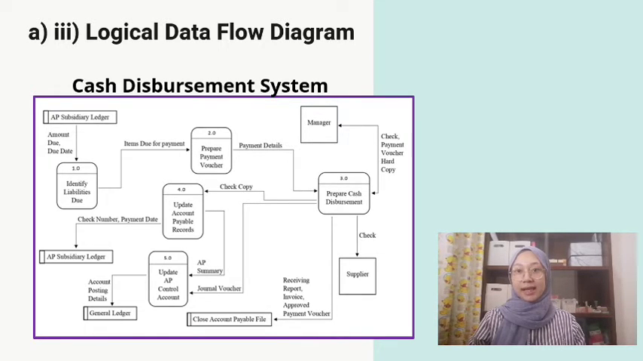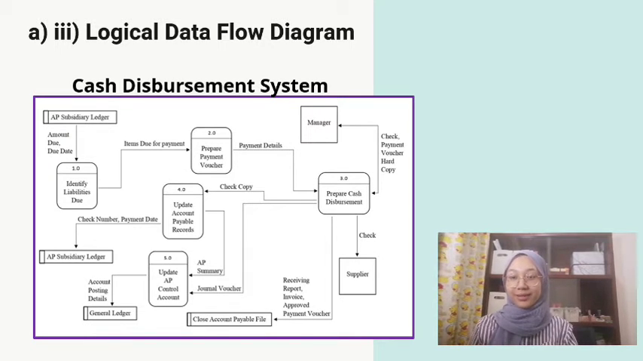The clerk then sends the check to the manager for approval and signature. The signed check is mailed to the corresponding supplier. The approved payment voucher is then filed together with the respective receiving report and supplier's invoice. Finally, the clerk updates the payment in the account payable subsidiary ledger and the accounts payable control account in the general ledger. So I think that's all from me, and we go for the next presenter.